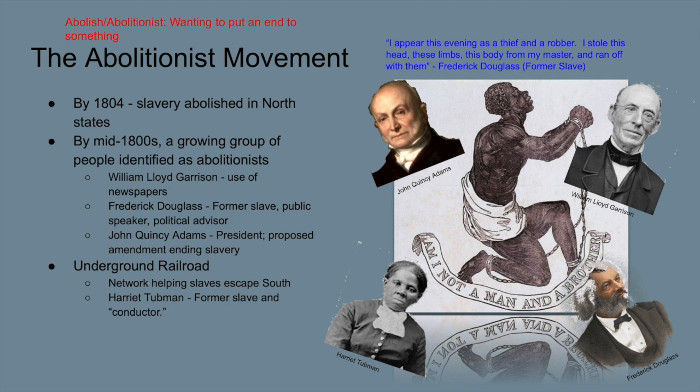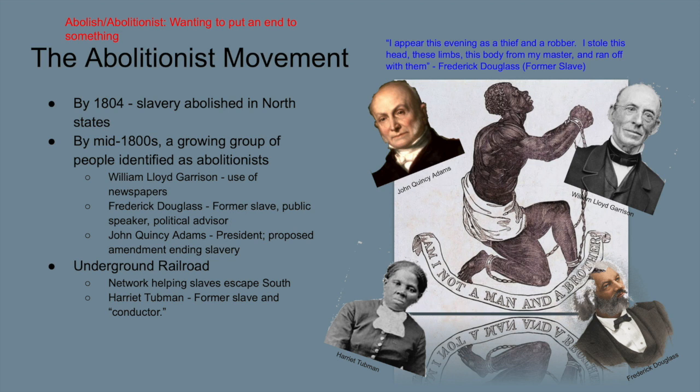Referring to this idea that he has a head, he has arms, he has limbs, he can think for himself, but somehow he's a thief because he ran away from his master and stole himself away from his master. It doesn't make any sense. How could a person who can act on their own accord and have their own appendages be robbing a person of themselves, right? I mean, it was preposterous to the country.